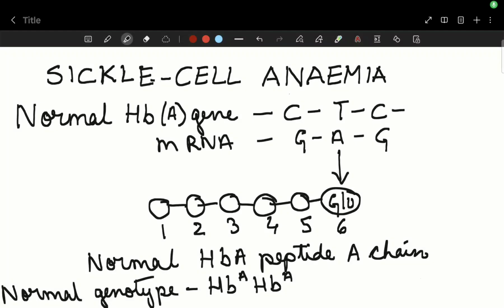Today we will be learning about sickle cell anemia. This is one of the Mendelian disorders that we have learnt in our 12th class. So let us discuss it in detail today.